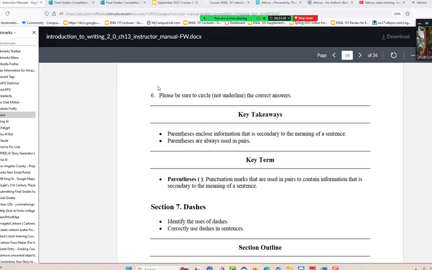Parentheses enclose information that is secondary to the meaning of a sentence. In other words, the words in the parentheses are not necessary to the sentence. Parentheses are always used in pairs.